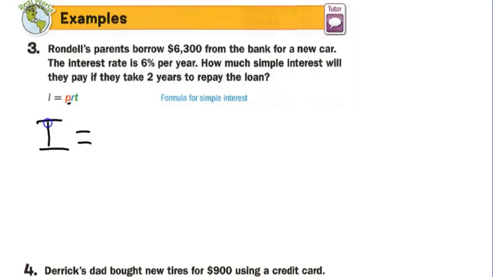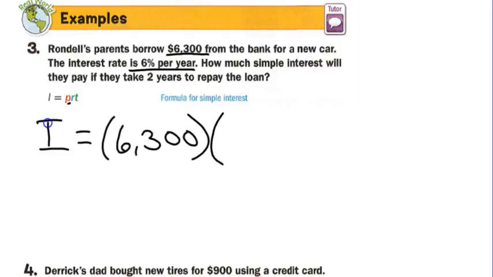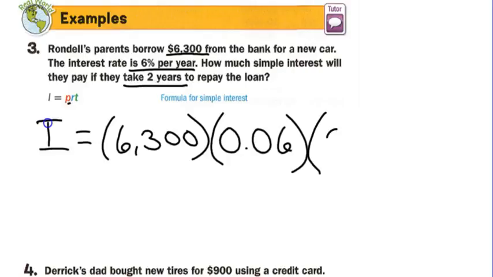What is your principal? What's P? The principal, $6,300. What's your rate? 6% per year, 0.06. Okay, and then how much time are we going to do this? 2 years to repay it. That's already in nice form of a year. So we simply have 6,300 times 0.06 times 2.